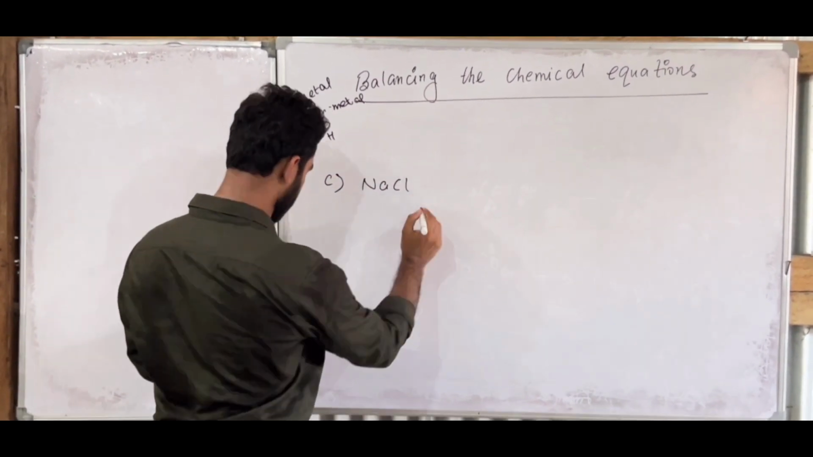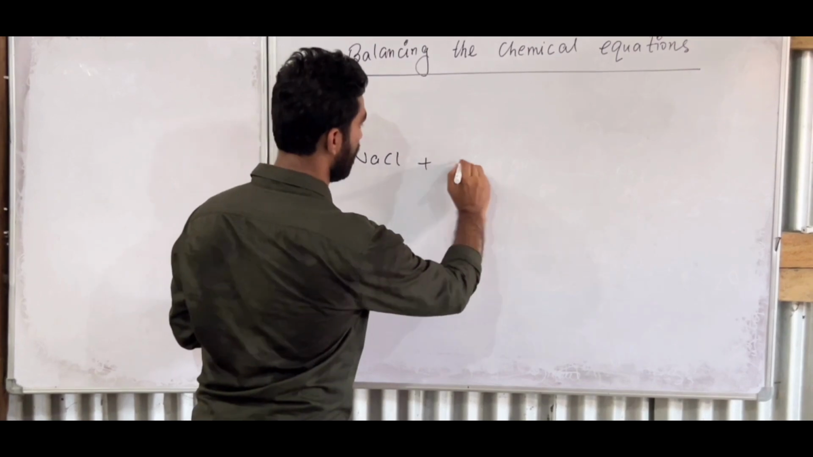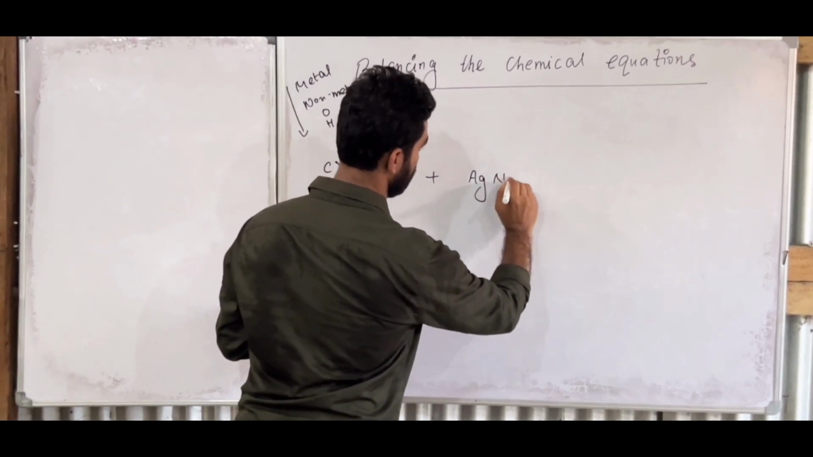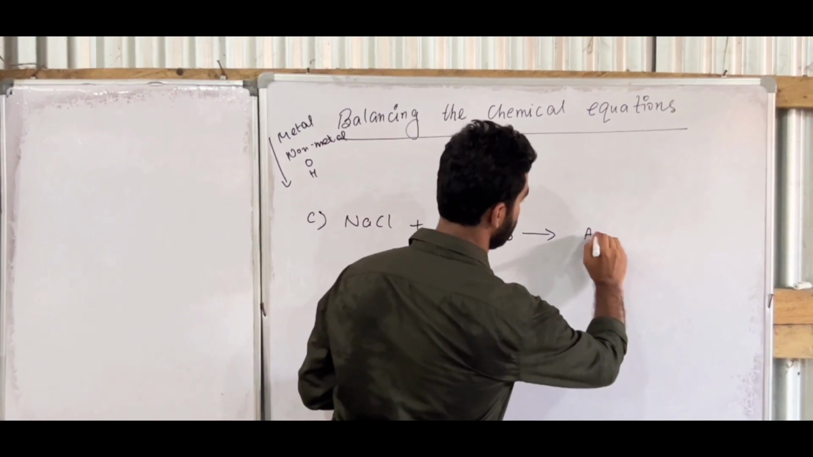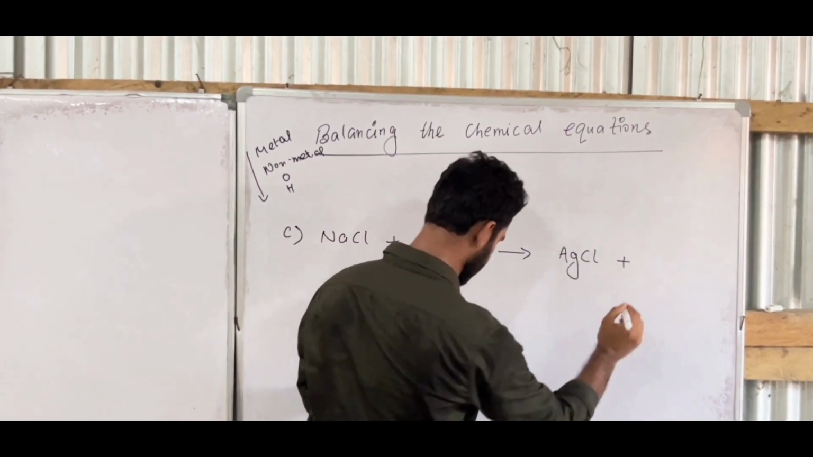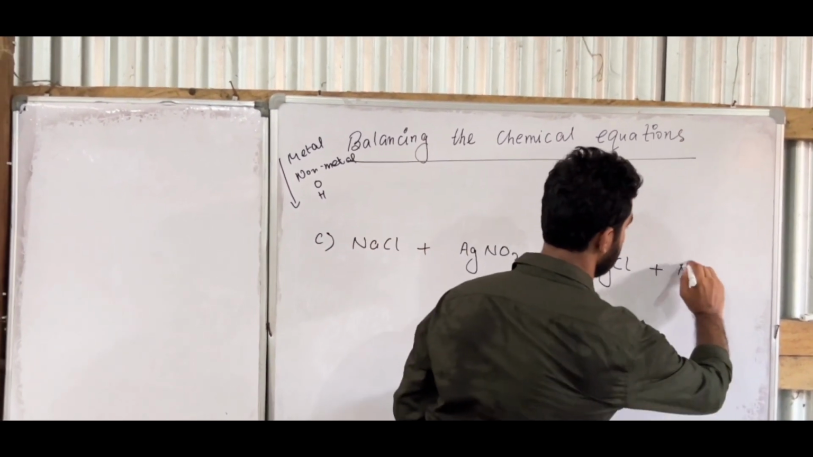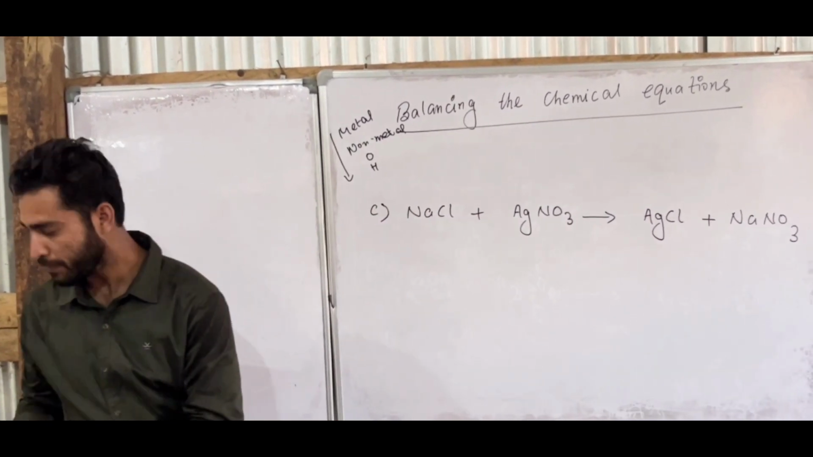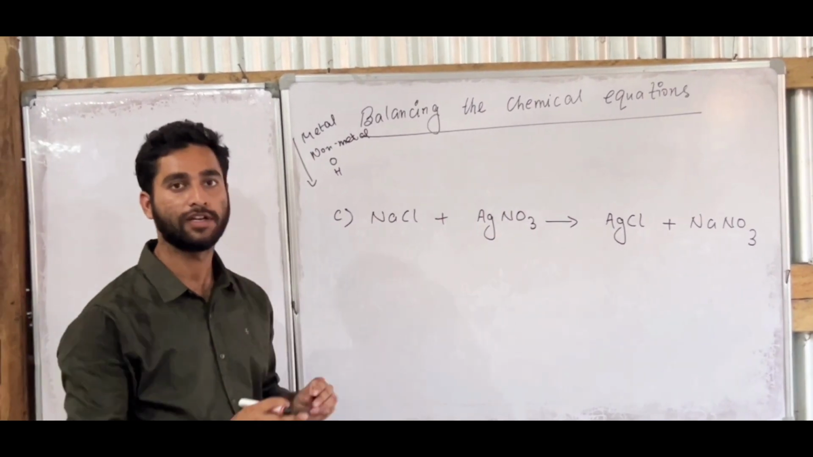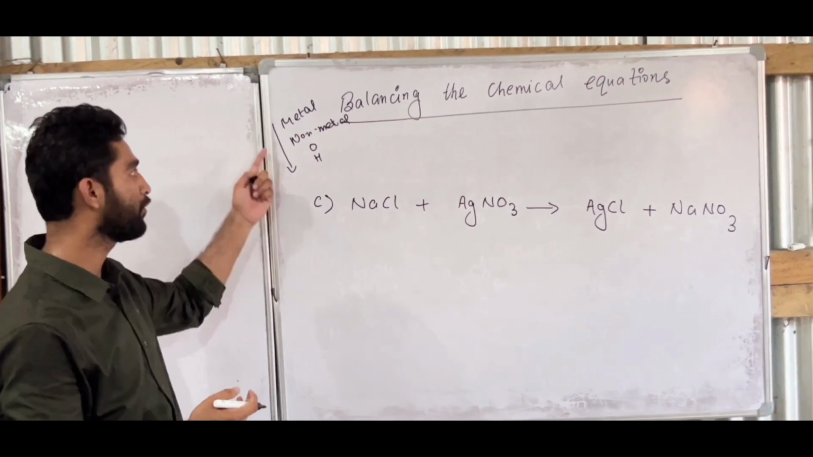So sodium chloride plus silver nitrate, they will form silver chloride plus sodium nitrate. So this is the reaction given. Now we will try to balance. Same trick will be applied.